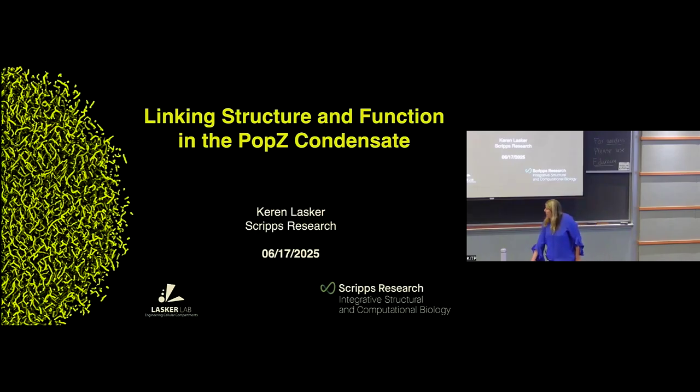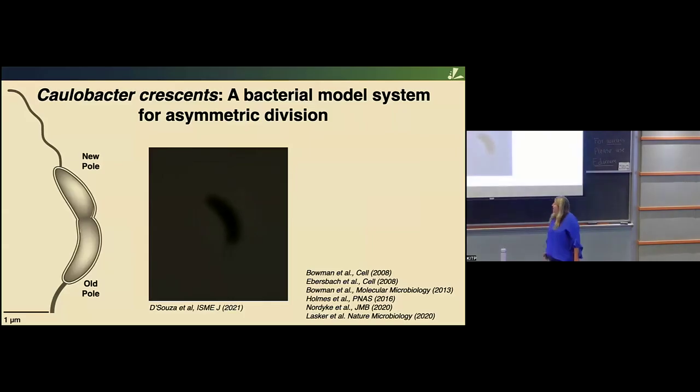Okay, so to start, I have to introduce the system we're working with. The condensate we work with is a bacterial condensate called POP-Z. It's very important in the bacterium Caulobacter crescentus. So I'm just going to give you a one-minute biology of Caulobacter. Caulobacter is an asymmetrically dividing bacterium.